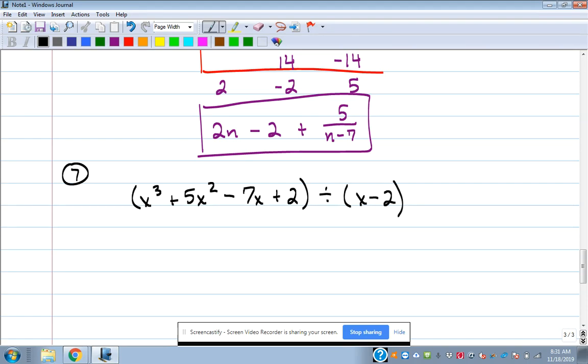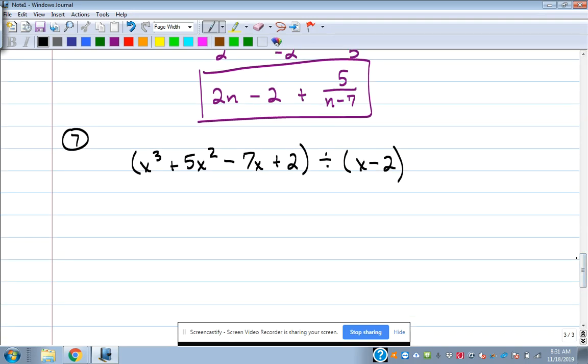So I'm going to use synthetic because I'm dividing by a linear divisor. It's much quicker, a lot less multiplying going on. If you do long division with that, you've got a lot of operations going on. There's significantly less with synthetic. So what goes on the shelf? 2. What are our coefficients?